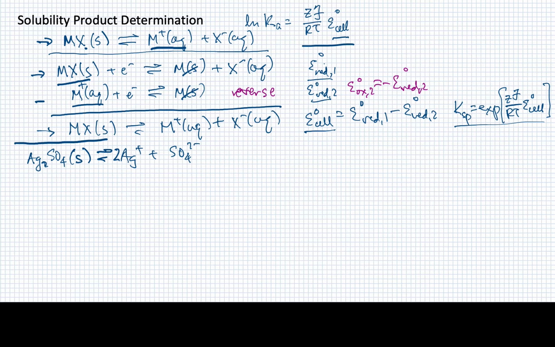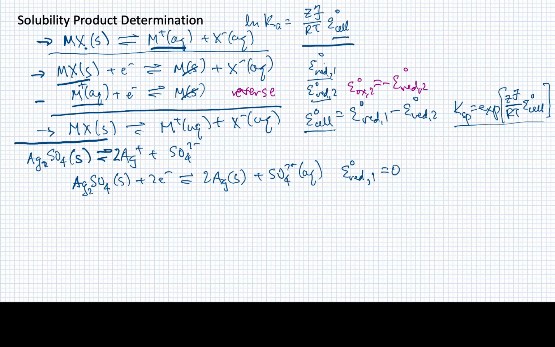All right, well, first of all, you would either be given or you would find in a table that this material, silver sulfate, can be reduced, producing 2 silver solids, so it's a way of pulling silver out of it, and sulfate ion in aqueous solution. And this would have a reduction potential, okay, we'll call it ERED1, of 0.627 volts.